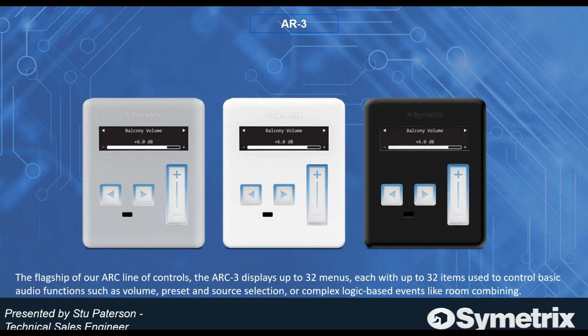So as you see here, this is our ARC3, misspelled at the top, AR3. That is not correct. So we have 3 colors available, silver, white, and black. And the ARC3 can display up to 32 menus, each with 32 individual items to control functions such as volume, preset and source selection, or as it states, complex logic-based events like room combining, which is a completely separate webinar.